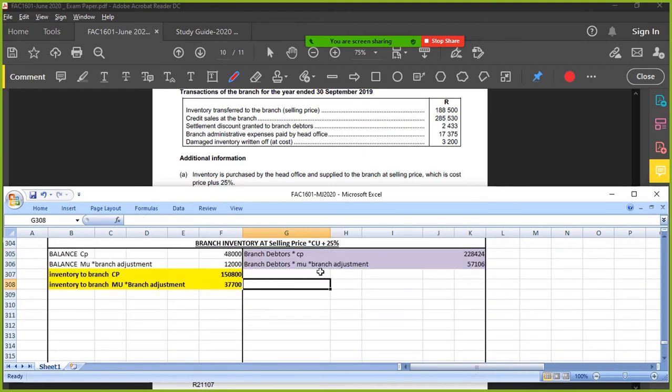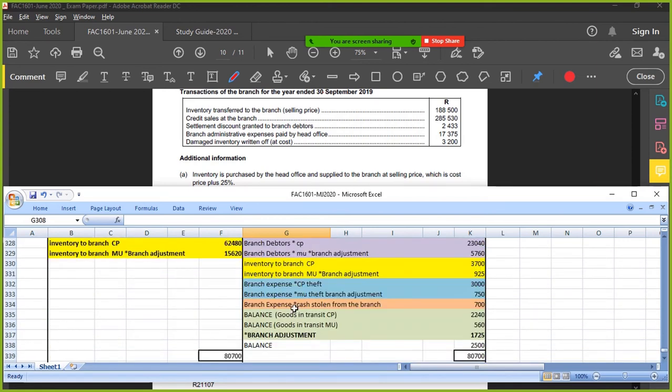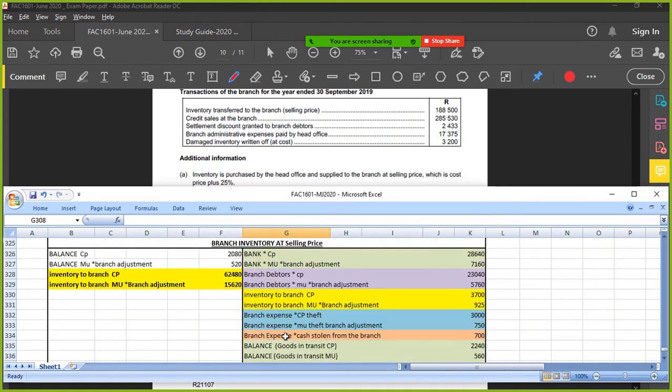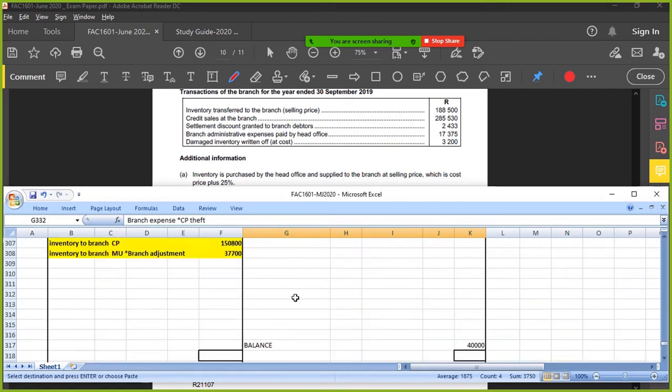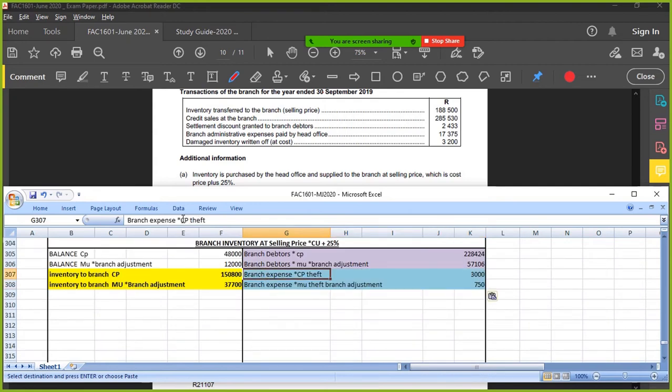Settlement discount granted to branch debtors. Do we need that in this account? Correct, that goes into the other account. Remember, the settlement discount affects the debtors. Good. Branch admin expenses, does that affect this account? No. Good. Damaged inventory written off, does that affect this account? Yes, good. So damaged inventory written off. Let's use the branch expense one. It's similar to the theft, but obviously not theft. Damage.